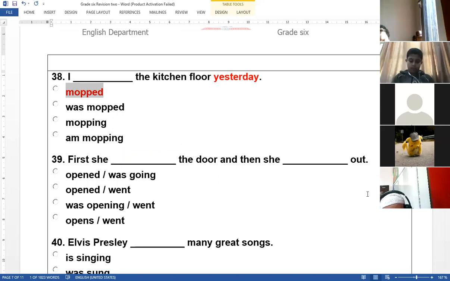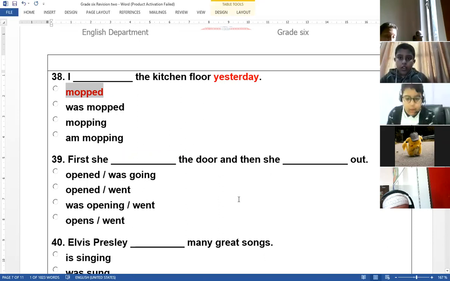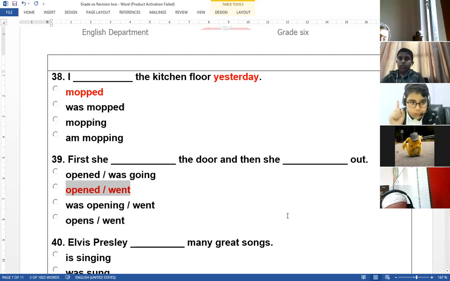Sorry, Tamim, after Tamim Abdul Rahman, in order not to forget. First, she what the door, and then she what out. First, she opened. Opened, okay. So opened, and then she was going or went? Went. So this is the answer, my dear students. If we have two actions in the past, both of them are in the past.